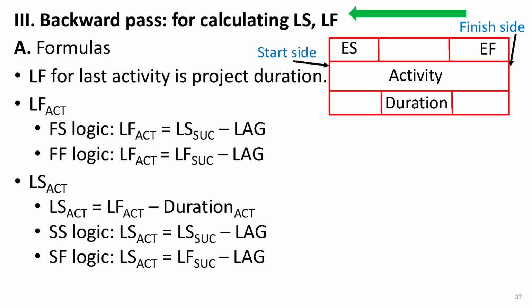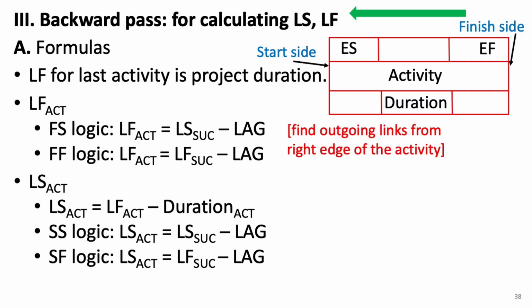First, at the very last activity, we start by setting its late finish, LF, equal to the project duration. For all other activities, their late finish depends on their successors. This means we need to look at all the activities that come after it. To do that, we check for outgoing links from the finish side of the activity.